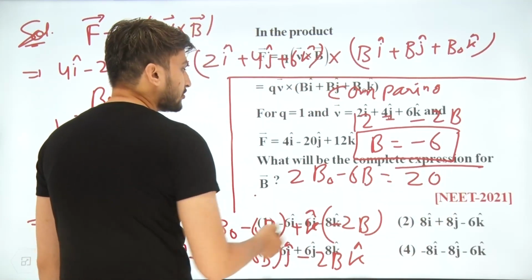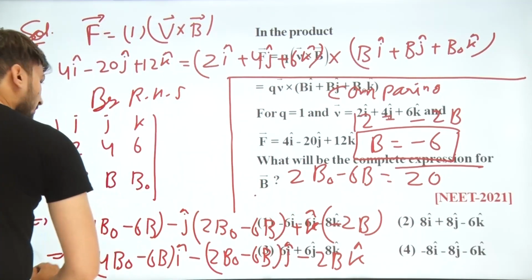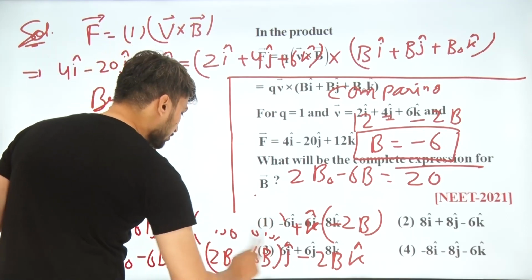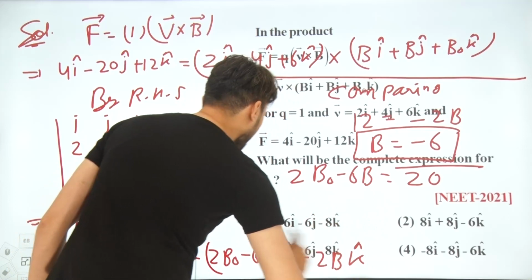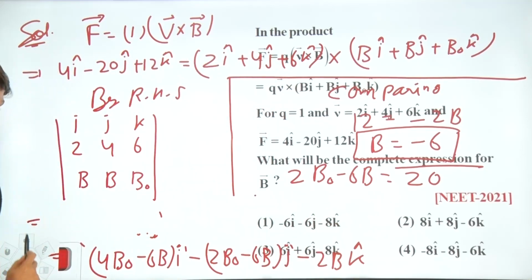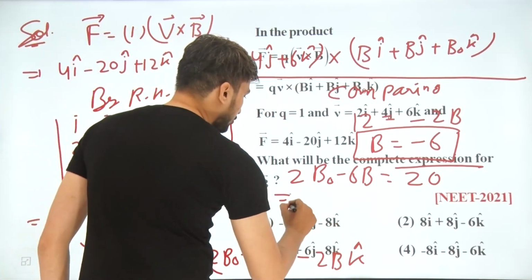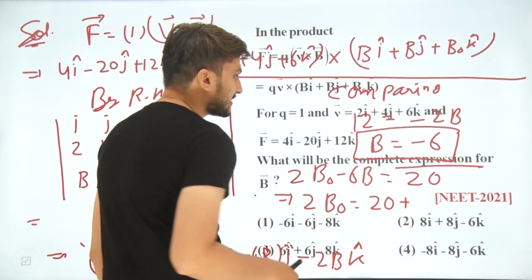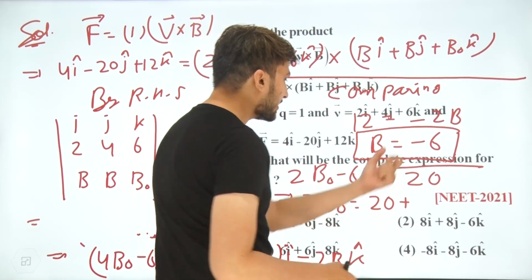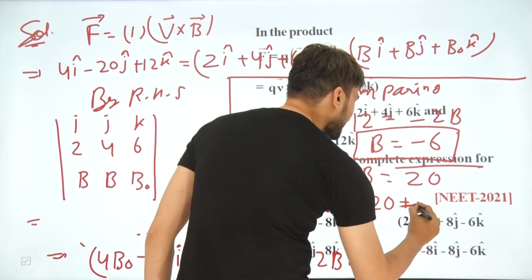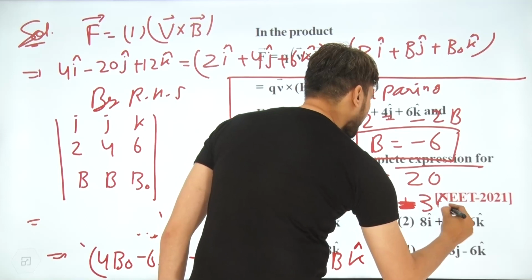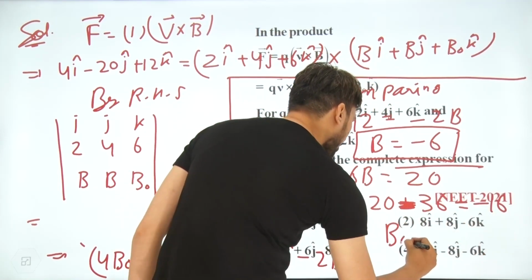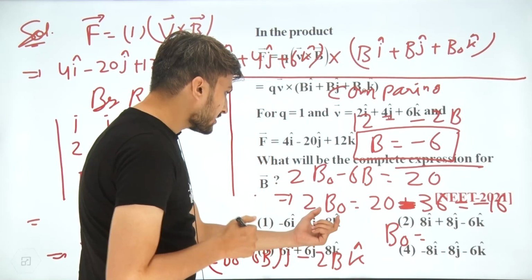Now we have put the value of b, which is minus 6. So we have solved this portion and we have to find the value of b naught. Here 2b naught is equal to 20 plus 6b, that means this is 36, or we can say minus 36. So this one comes to minus 16, that means the value of b naught is minus 8.